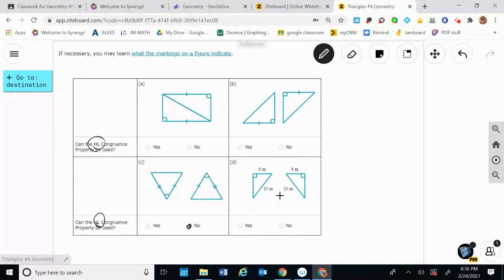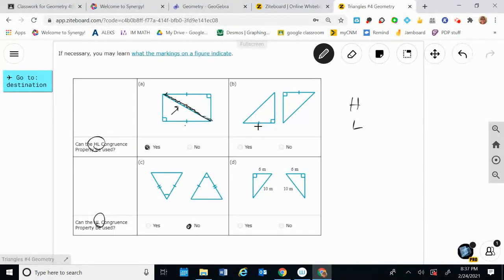That's no. Now the other three are. So all you need to identify is, did they give you the hypotenuse and a leg? The hypotenuse is this side, opposite the right angle, the longest side. Well, look, these guys share it. Therefore, the hypotenuse is in common. So they have a hypotenuse and a leg. And the answer is yes.